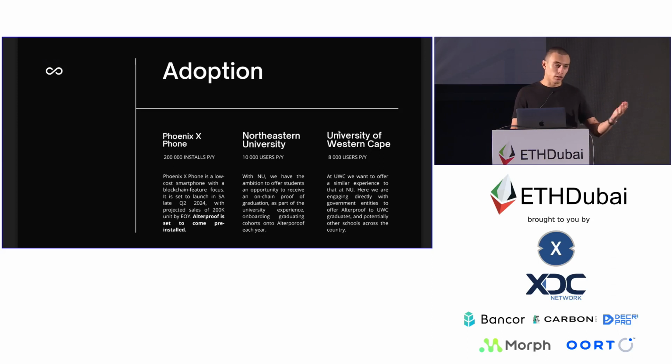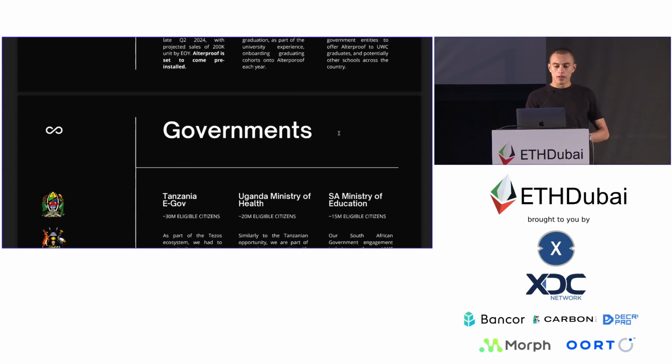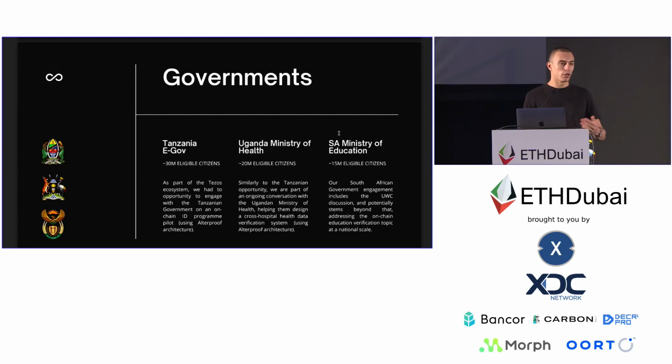The company is expecting to sell around 200,000 units by the end of the year, and hopefully this will increase traction of the Alterproof solution. And thanks to some of our connections as a team and some of the early relationships we managed to build, we're now part of some government pilot programs as well.